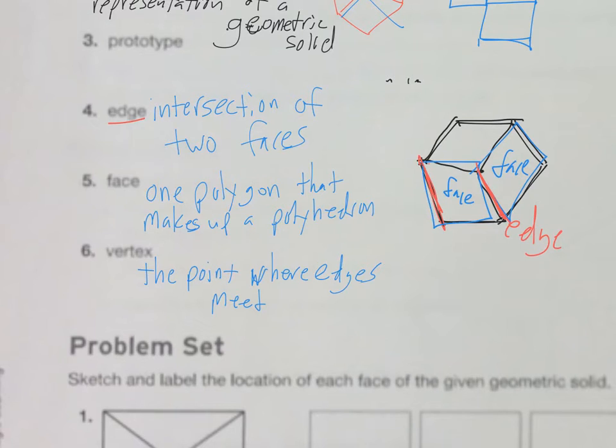And then finally you would need your vertex, and there are many of them. There's one here, here, here, here, and that's the corner. This would be your vertex, the point where the edges meet. So you have all these edges here, and they all meet up there.